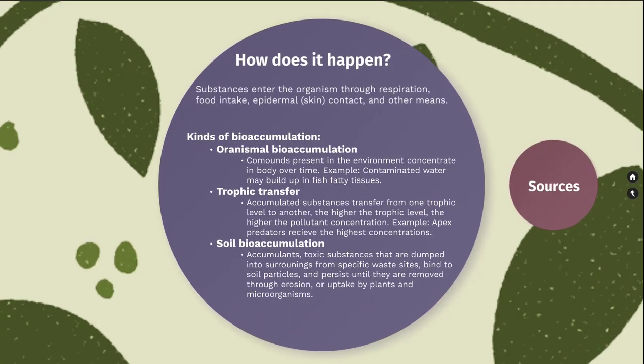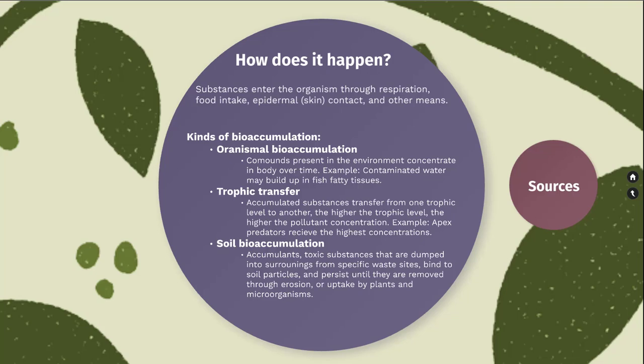So how do toxins accumulate? Whenever substances or pollutants enter the organism, it could be from breathing, taking in their food, absorbing into their skin, or having contact with a toxin. There's all kinds of different ways, but those are the main ways. And how we kind of break it up is organismal bioaccumulation. That means that if there's contaminated water, there's a buildup in the organism itself. So if the compounds are present in the environment, over time they get a little bit more and more concentrated.